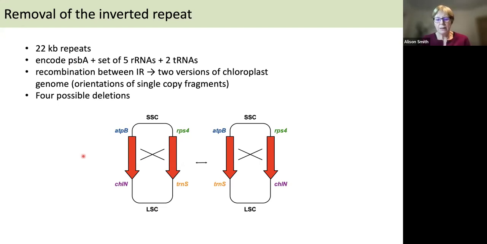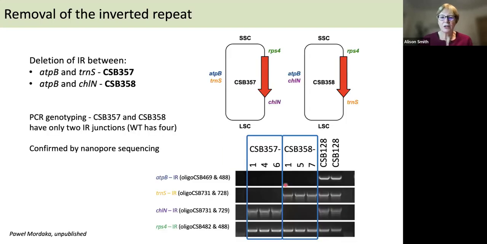Because we've got a mixed population within the chloroplast, it's assumed that there are equal proportions of both these types of molecules. There are 4 possible deletions that you could do. You could delete this region, this region, this one, or this one. As it turned out, we only managed to delete 2 of the regions, and we didn't find any transformants that had deleted this repeat or this repeat. We're not sure of the reason for that.